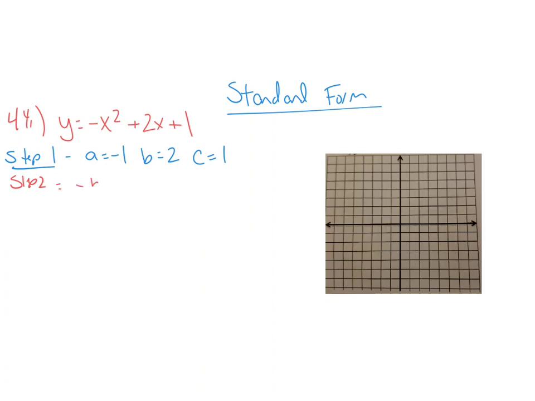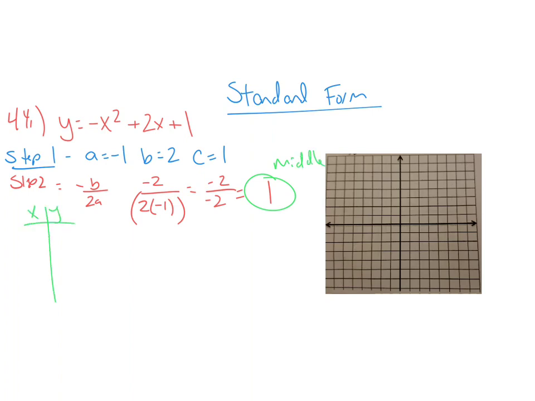I'm going to say the opposite of B all over 2A. So I'm going to have the opposite of B, which is -2, all over 2 times -1. So I'm going to end up with -2 over -2, which is +1. Remember, put the bottom in parentheses unless you're doing the top and bottom separately. So remember, that one is the middle of your XY chart. So make an XY chart. Put the 1 in the middle.